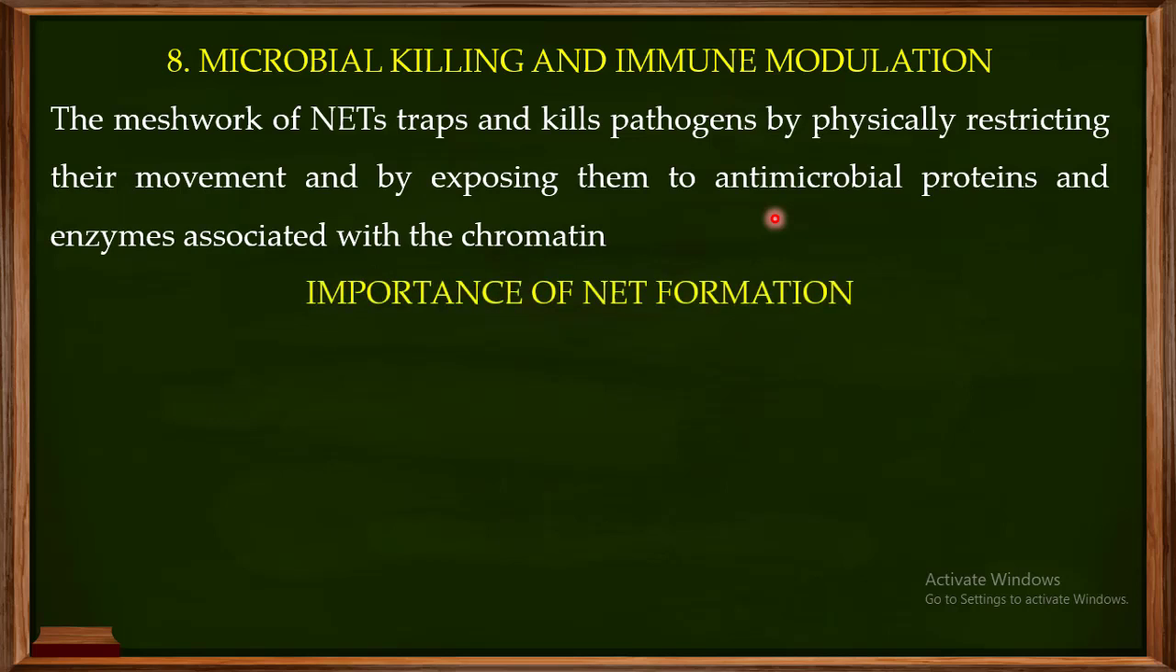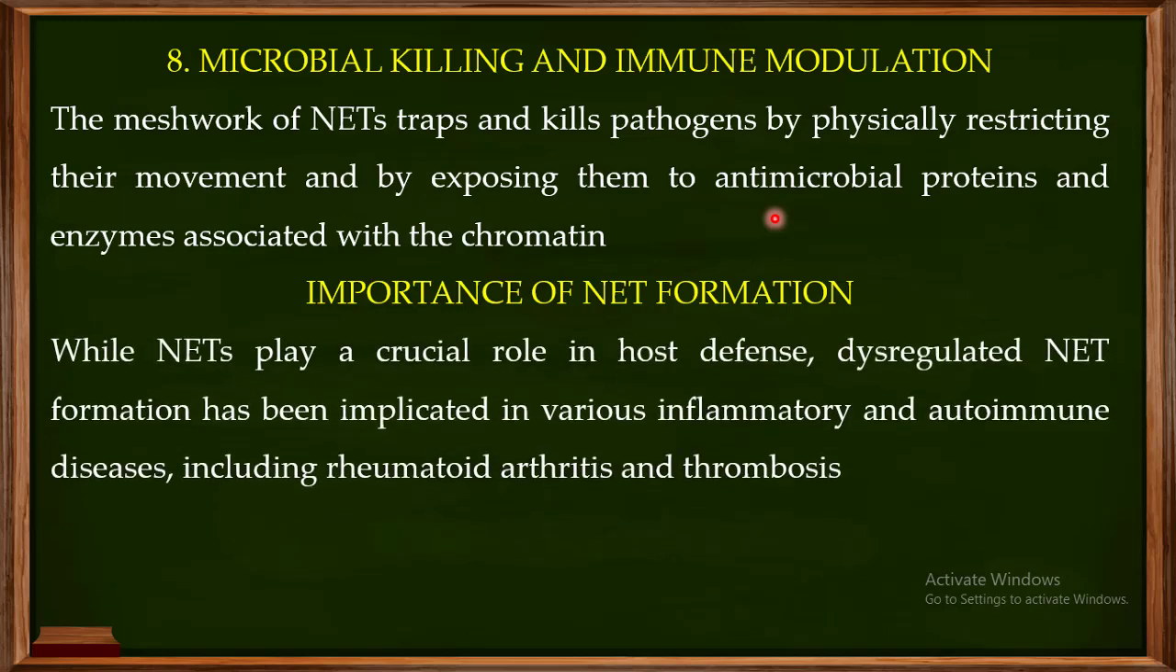Now, why is this net important? Why are we discussing the net in so much detail? Because while the net plays a crucial role in host defense, the dysregulated net has been implicated in a variety of inflammatory and autoimmune diseases like rheumatoid arthritis and thrombosis. So that means we need a controlled release of the nets, a controlled function of the nets, because if there is dysregulation of the net, that can lead to a variety of diseases.